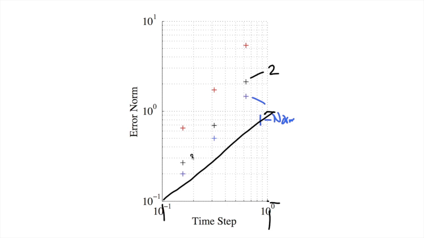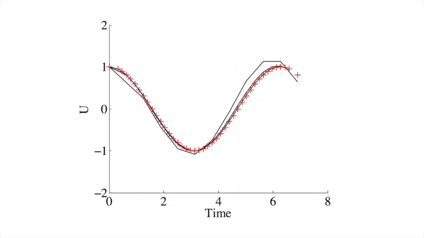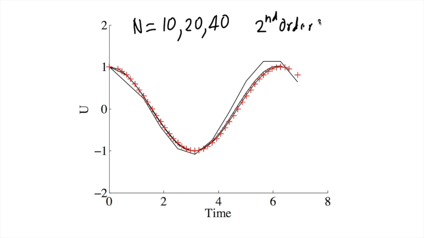So let's now look at the second order Euler on the same problem. Here we're plotting the solution for the second order Euler stepping, and again the same step sizes are used. So the number of steps are 10, 20, and 40 for the three black curves shown here, and the red line is the exact solution, and this is second order Euler.